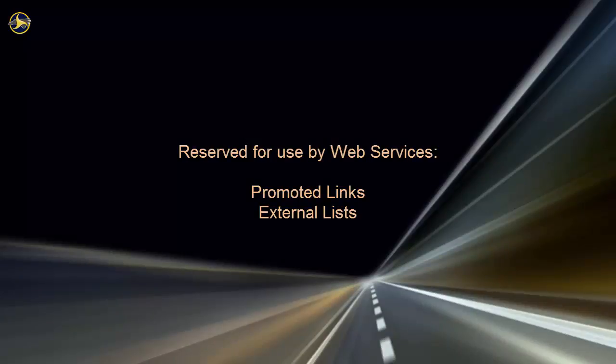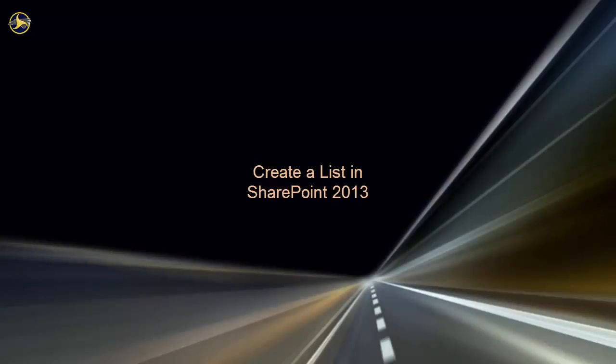2 other lists are reserved for use by web services. Promoted links let you display links as icons rather than text, and an external list retrieves data from applications outside of SharePoint. In this video, we've examined how to create lists for announcements, contacts, links, and tasks. We've also described other available SharePoint lists.